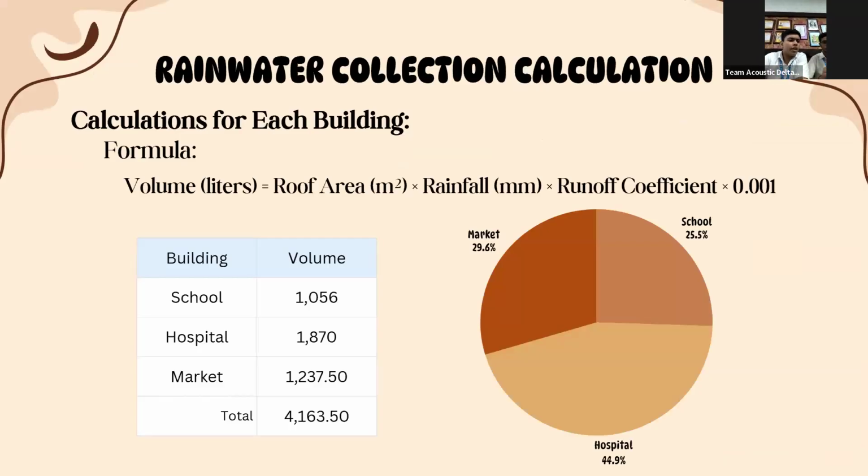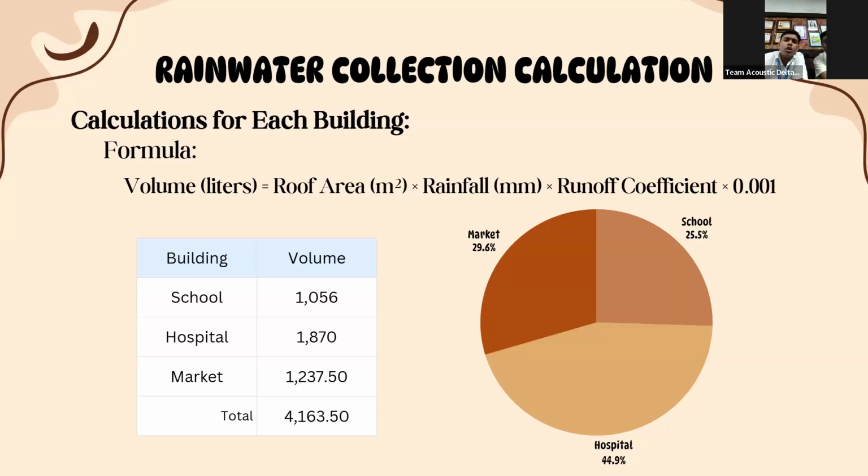So now I am here to talk about the rainwater collection calculation. In this, we will generally use a formula that is volume in liters equals roof area in meter square into rainfall into runoff coefficient into 0.001. Runoff coefficient refers to the ratio of runoff water to the total water.